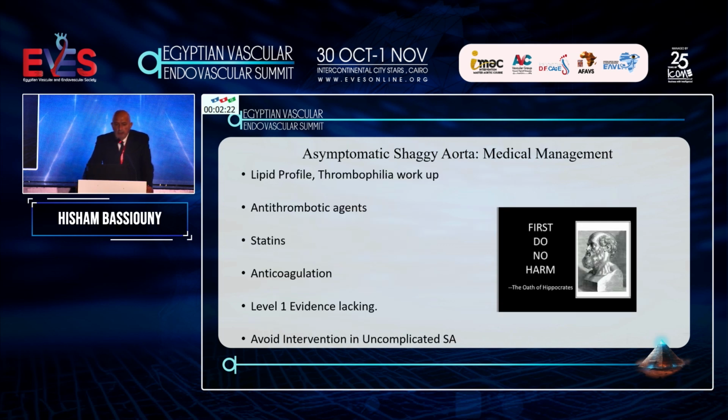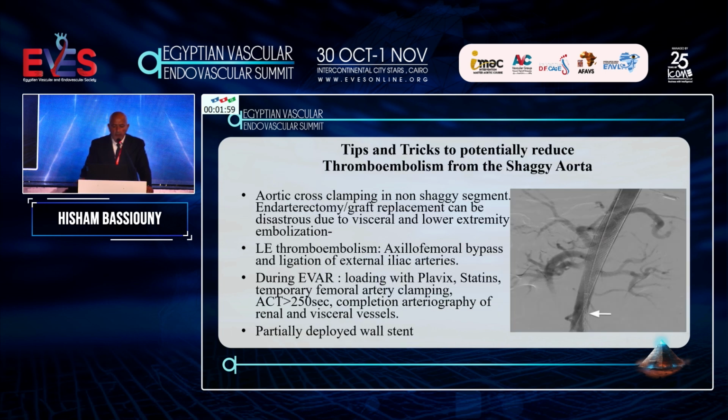So what do we do about this asymptomatic shaggy aorta? There is no level 1 evidence. All I can say is first, do no harm, avoid intervention in uncomplicated shaggy aortas. Look at the lipid profile, thrombophilia workup, use antiplatelet agents, statins, anticoagulation to hopefully minimize any thromboembolism.